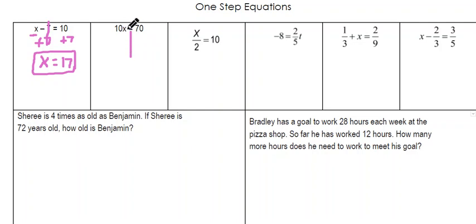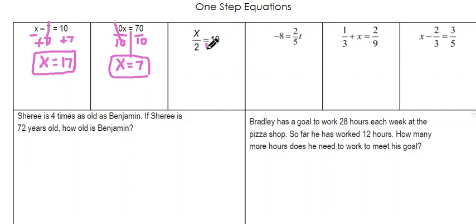All right, so I have 10x here. Well, 10x means 10 times x. So to get rid of that 10, I have to divide by 10. And that cancels this out because 10 divided by 10 is 1. So that leaves me with 1x, which is what I want. Whatever I do to one side, I have to do to the other side. 70 divided by 10 is 7. So it's x equals 7.